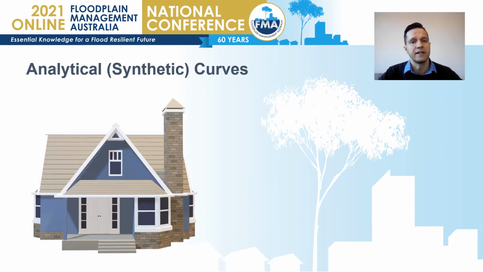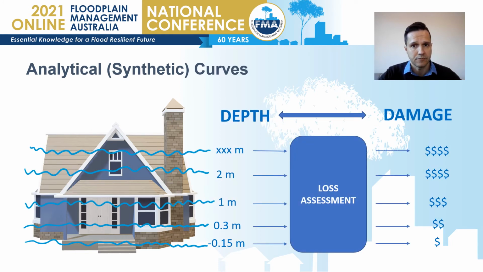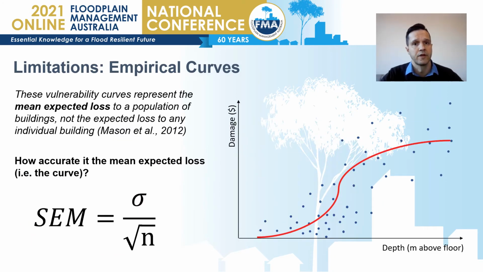On the other hand, analytical curves or synthetic curves are not obtained by fitting real damage observations, but as a result of a desktop analysis. The first step here is to generate a theoretical prototype representative of buildings in the study area. The damage to each component of this prototype is then assessed for a range of flow depth, which creates a depth damage relationship, which then becomes the stage damage curve for that particular building prototype.